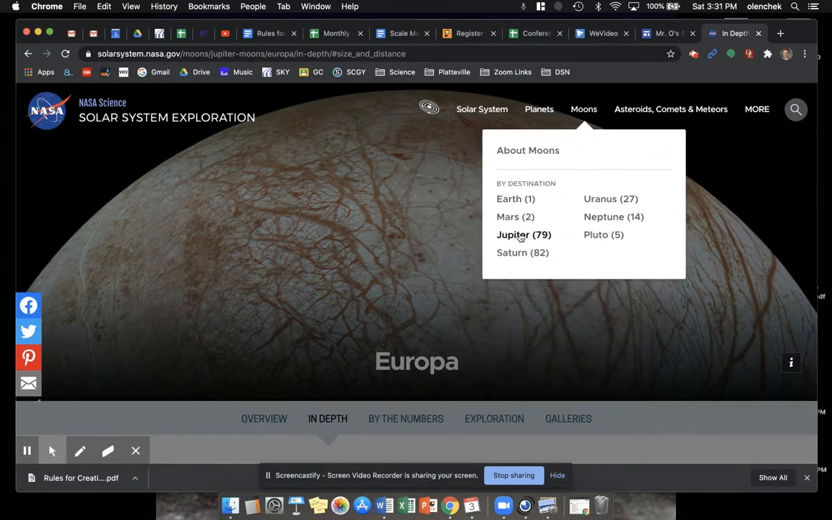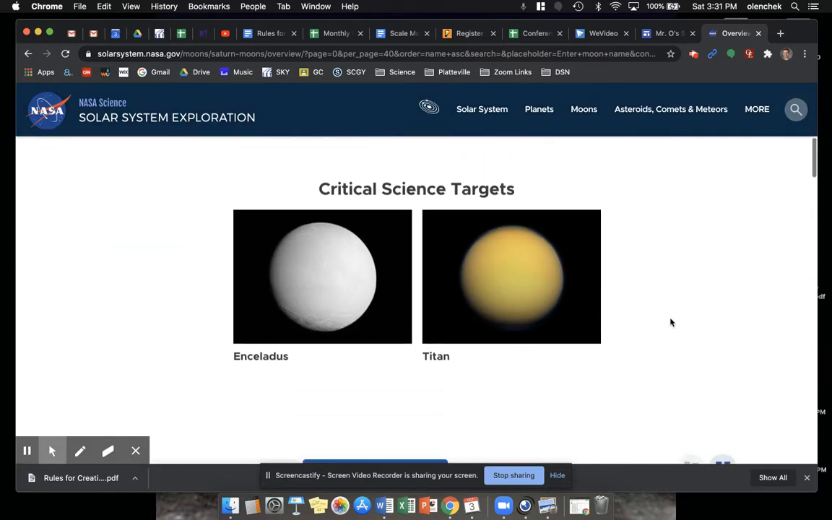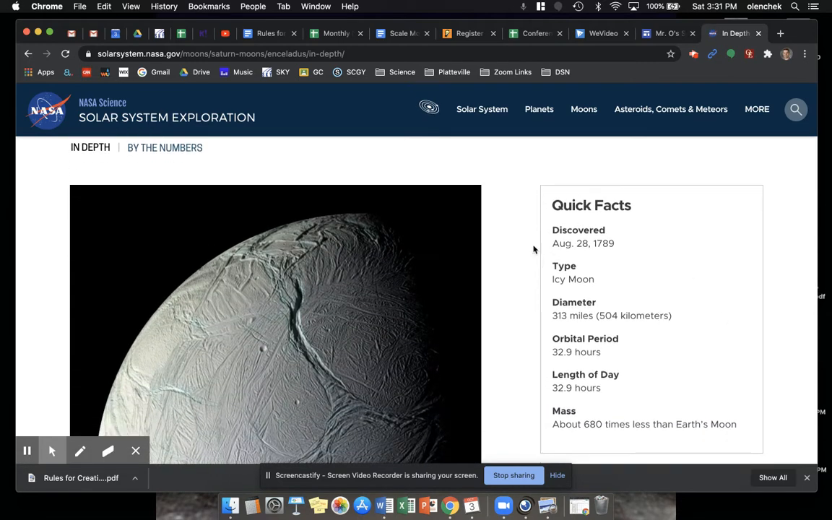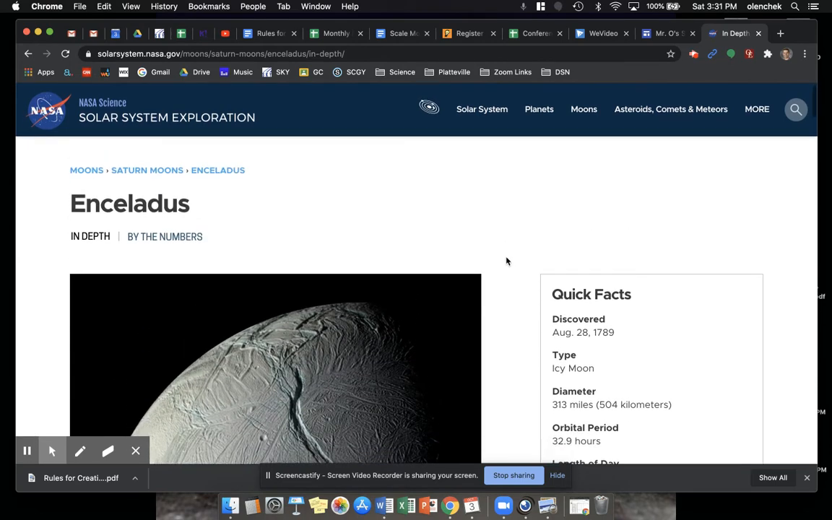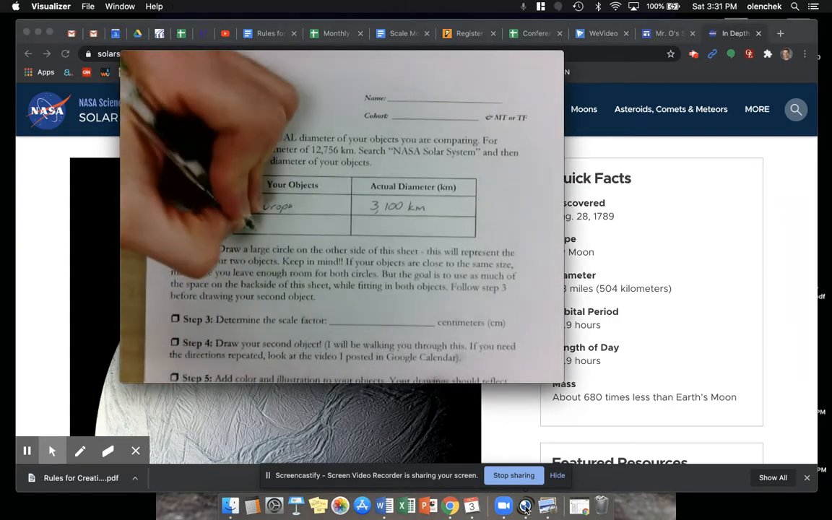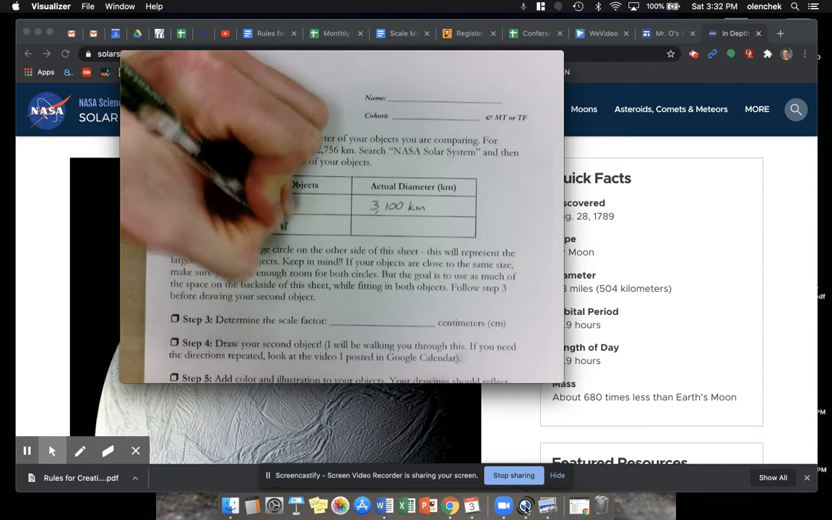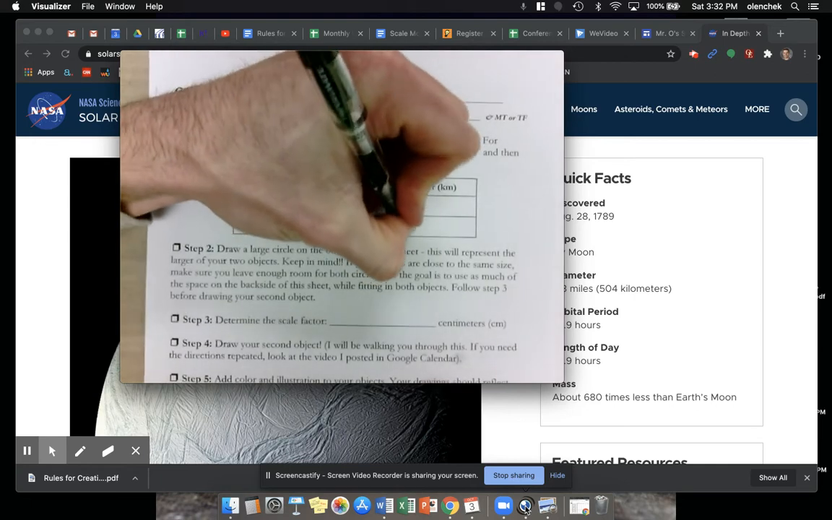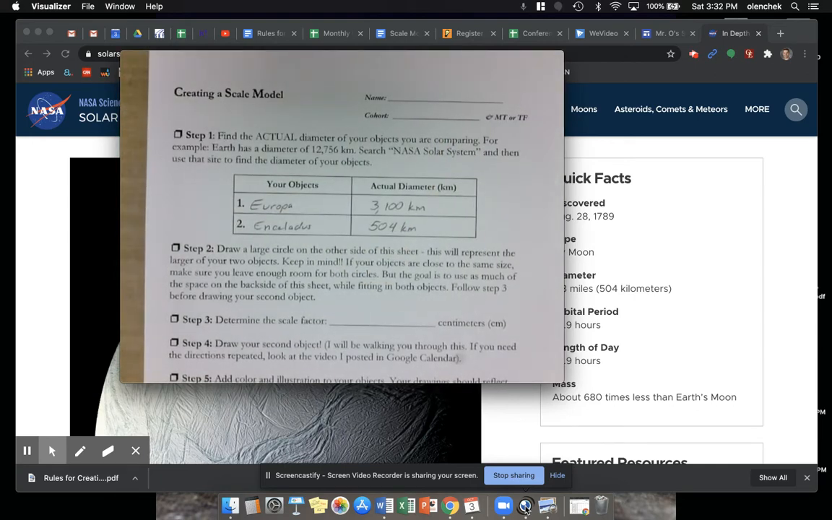So let's go to moons. Now I'm going to do Enceladus, moon of Saturn. Critical science targets, Enceladus. Okay. And depending on the object, it'll have this quick fact thing pop up right away. When you go to the in-depth and the diameter here, as you can see, it's much smaller than Europa. So I'm going to write in 504 kilometers. Enceladus, 504 kilometers. Okay, and that's really all you're going to need the NASA site for.